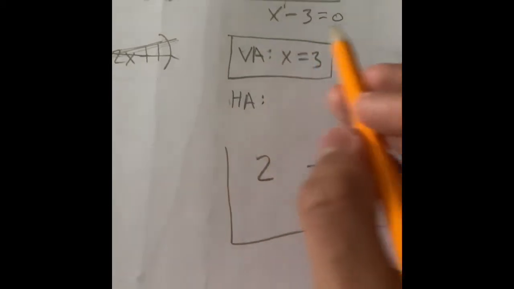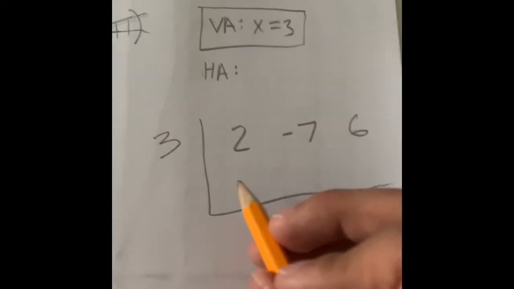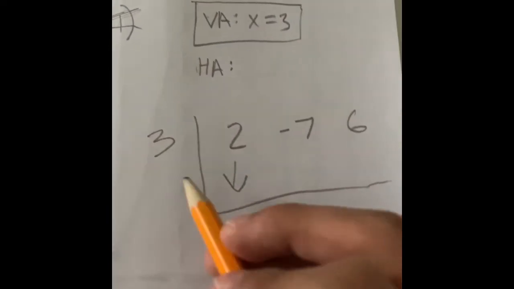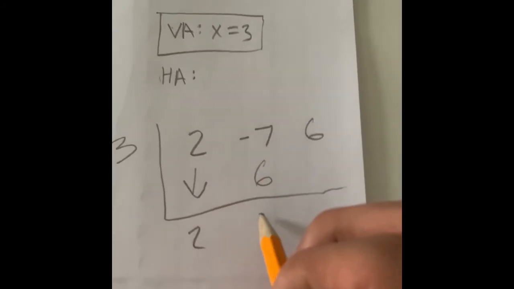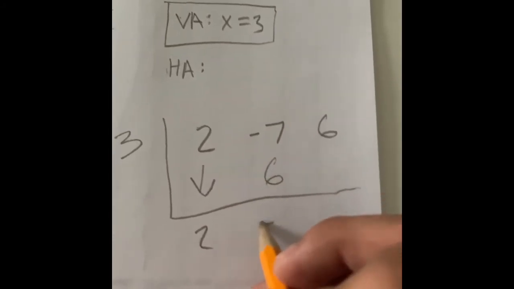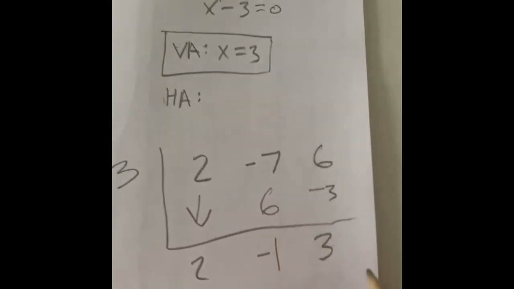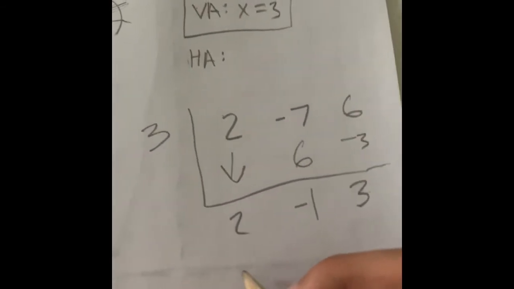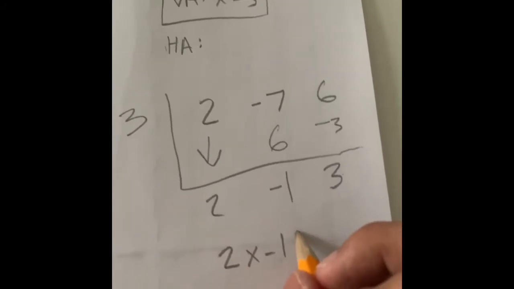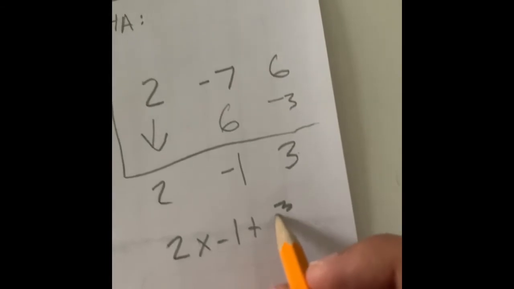Bring the L out, x minus 3, set that equal to 0, and then you get 3. Now you just bring down 2, 6, -7 plus 6, -1, -3, 3. So in this case, it simplifies when you divide those two to 2x minus 1 plus 3 over x minus 3, since that's 3.